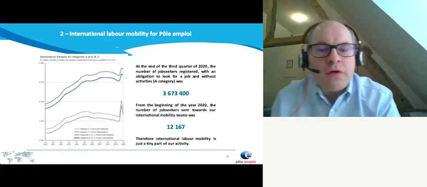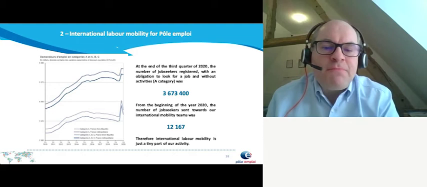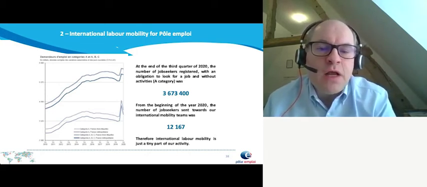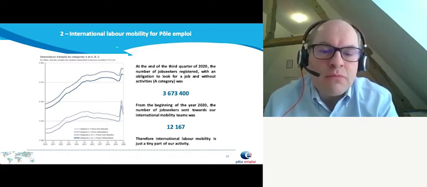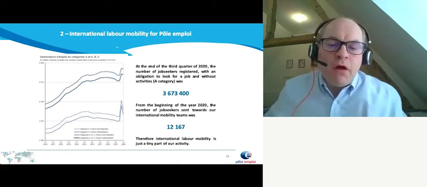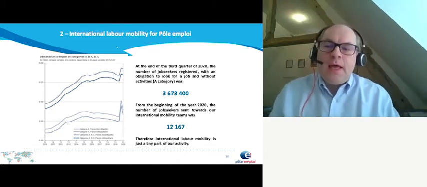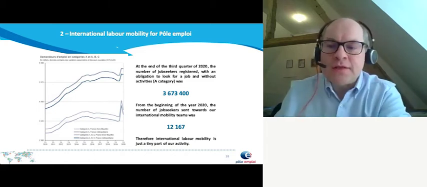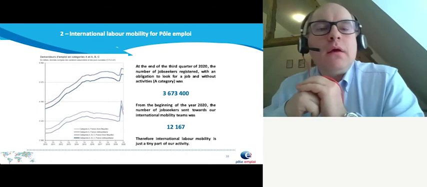Nonetheless, we can see that with 3,673,400 job seekers, France has a very high unemployment rate at the moment. If we were to compare this to the international mobility aspect, if I were to look at the activities conducted by my team since the beginning of the year, we have helped 12,167 job seekers. This means that we're actually just the tip of the iceberg if we look at the activity conducted by Pôle Emploi. Even though, as the head of this department, I think that we are really the cherry on the top of the cake.